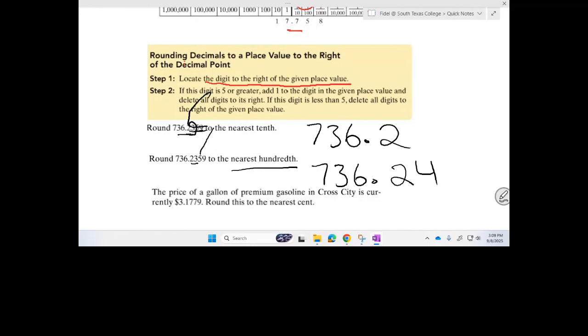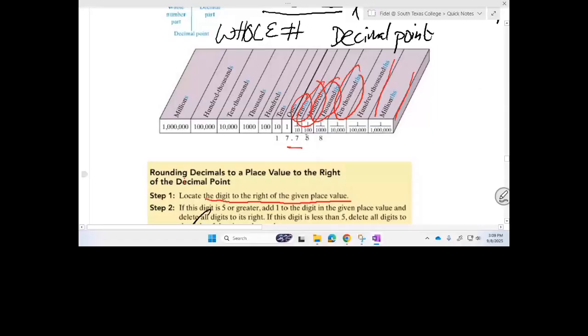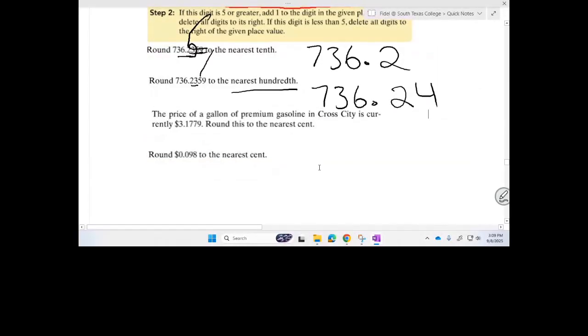Okay. The hardest part I think people struggle with is when it says round to the nearest, say, hundredth, what place is that? And that's why, y'all, we have this little chart, because you'll see, look, here's the decimal point. The hundredths is the second one. Okay. So let's take a look at the next one.